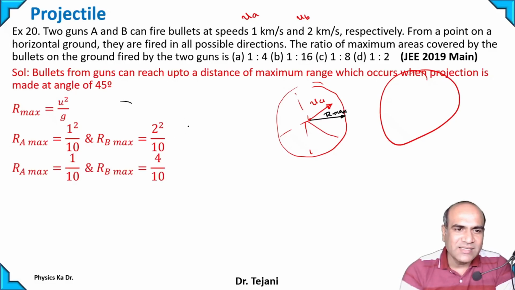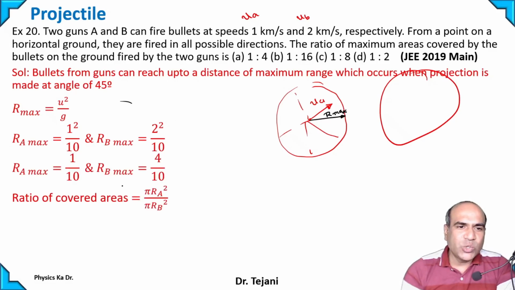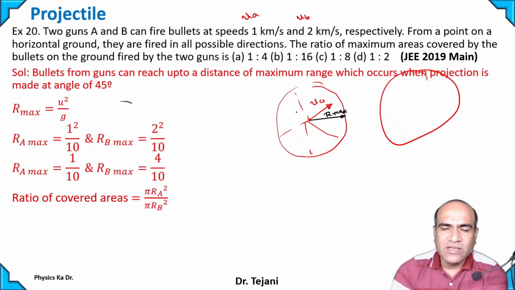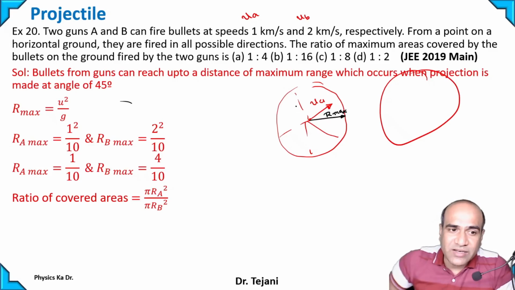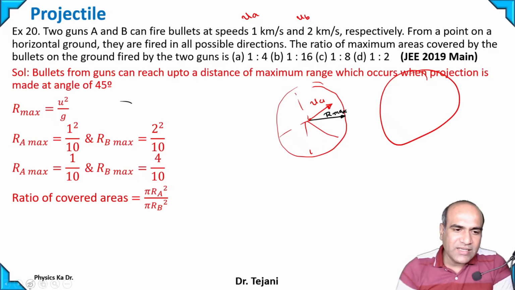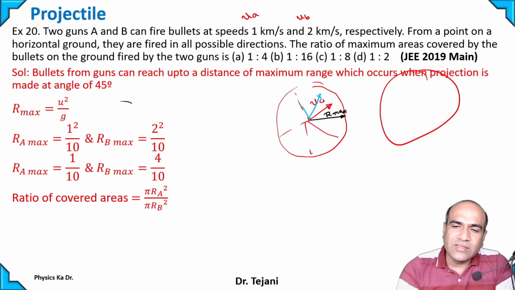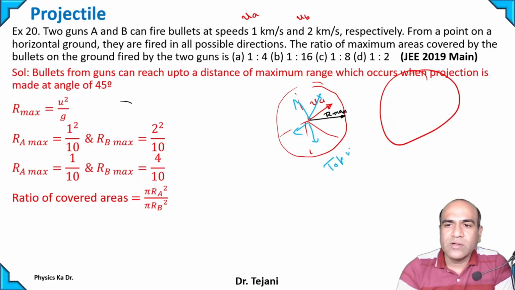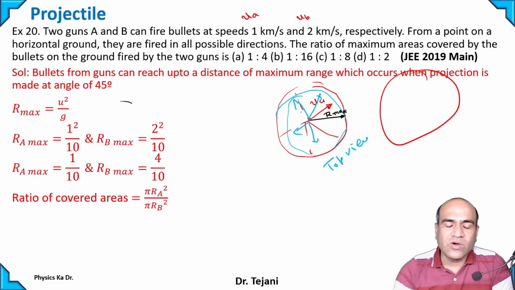Let's divide this, a ratio RA by RB. See, here it is asked that it is not a direct ratio, it is not RA by RB, but here we have to remember the ratio of maximum area. So the bullet is fired in all the directions, in this direction, in the opposite direction. So this is a circle, the top view. It takes all of this region, and we know that the area of this circle becomes pi r square.